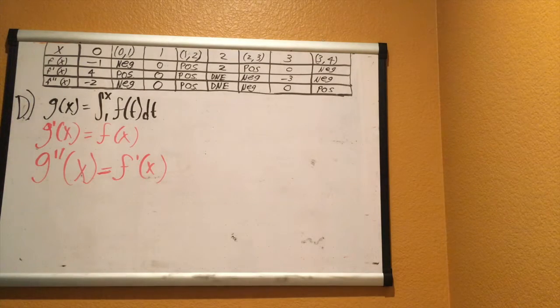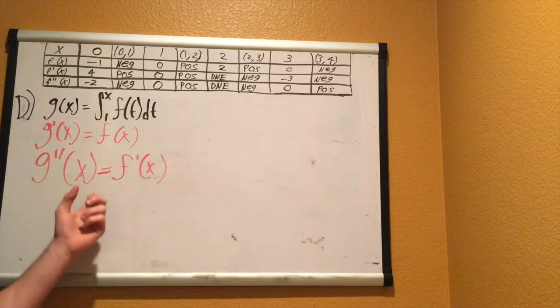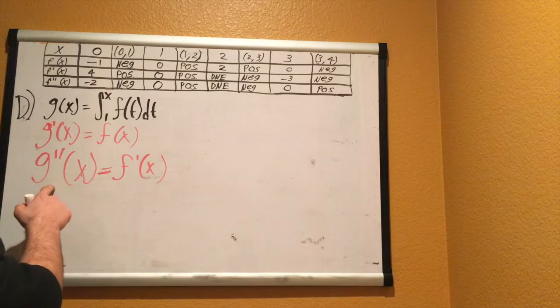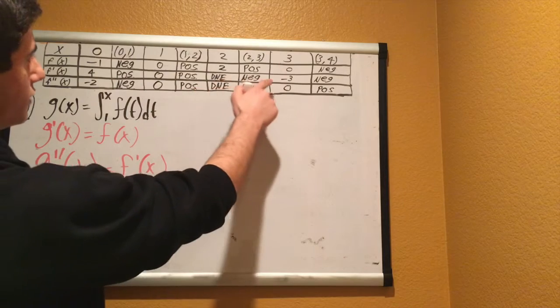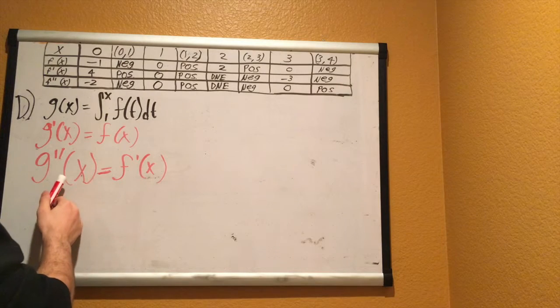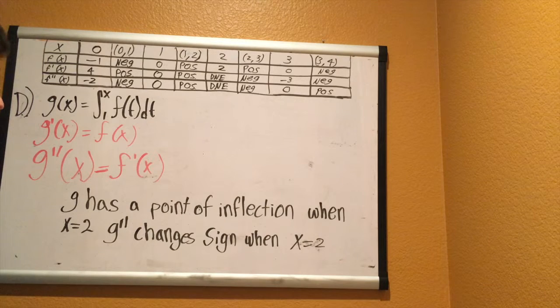A point of inflection occurs when the function changes concavity, and we can find this by finding out where the second derivative changes signs from either negative to positive or positive to negative. And we can see that since the second derivative of g of x equals the first derivative of f of x, and f prime of x changes signs when x equals 2, the point of inflection for the graph of g of x is when x equals 2. The final answer is that g has a point of inflection when x equals 2, because the second derivative of g changes sign when x equals 2.